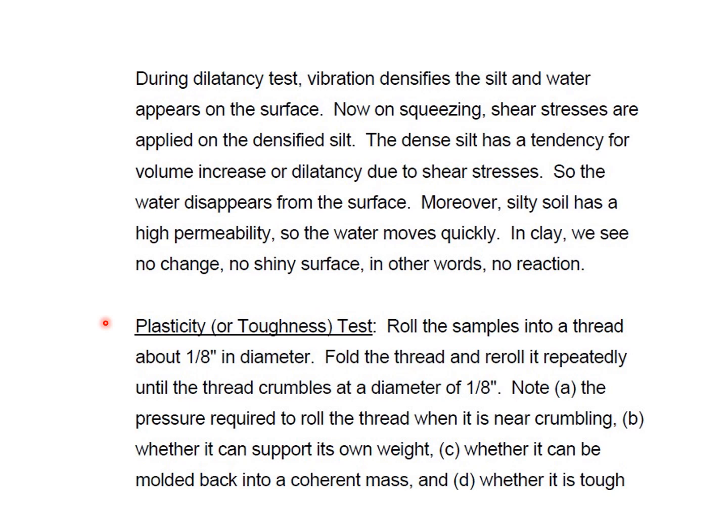Plasticity or toughness test. Roll the sample into a thread about 1/8 inch in diameter. Fold the thread and re-roll it repeatedly until the thread crumbles at a diameter of 1/8 inch. Note the pressure required to roll the thread when it is near crumbling. And the next thing that you will have to note is whether it can support its own weight. Next is whether it can be molded back into a coherent mass. And the next thing, whether it is tough.